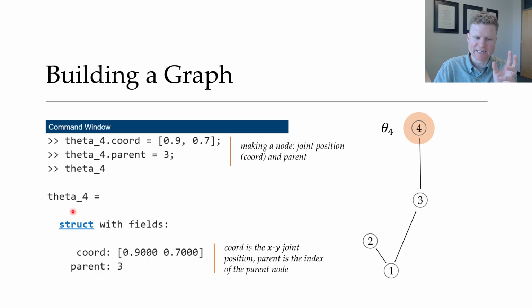Now, what that's going to be is a structure. So if I just print this off, it's a structure with two different fields, and you can see the coordinates and the parent. Great, so that's how you build one of these nodes in MATLAB, and we're going to try to connect these nodes to make our tree that we need for RRT.